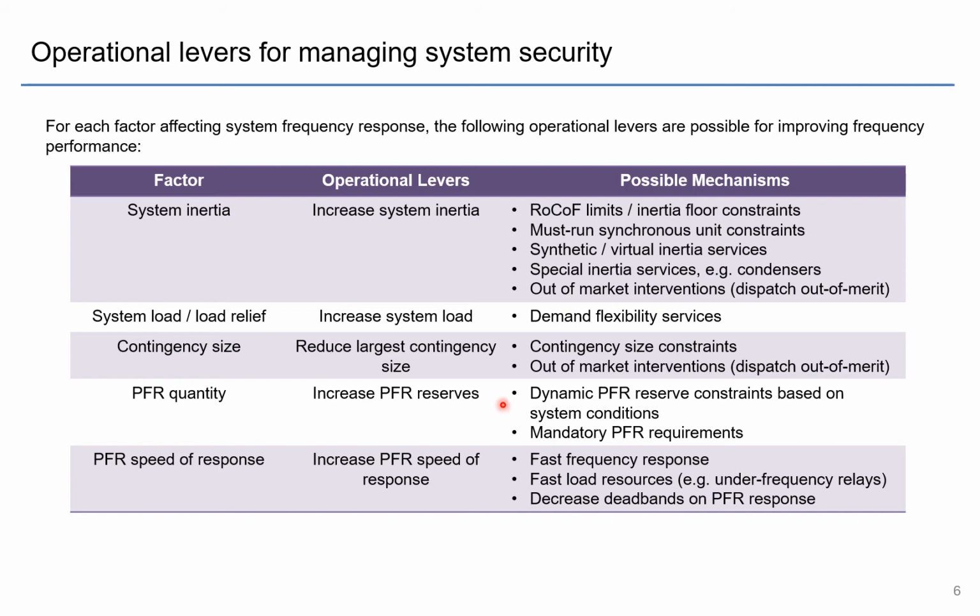we can try to have a dynamic PFR constraint that's based on system conditions. So it looks at the load, looks at the inertia, looks at the contingency size. Or alternatively, we can have mandatory PFR requirements. So we can ask all synchronous generators in the system to have their droop control enabled.